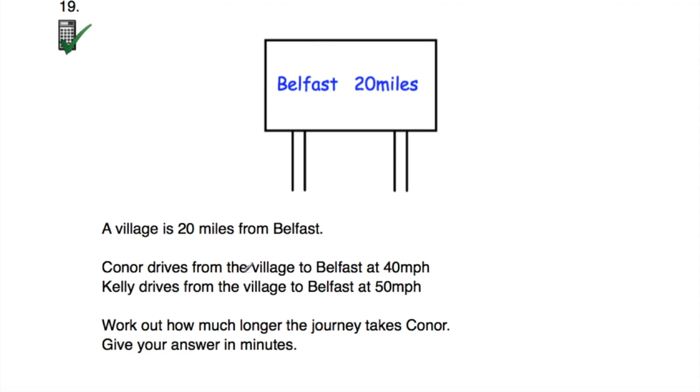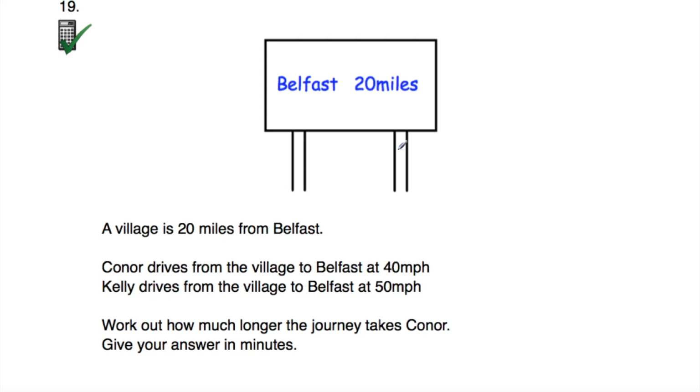Okay, so that makes sense because Connor's driving at 40 miles per hour and Kelly's driving at 50 miles per hour. So Kelly's going to get there quicker. She's driving at a faster speed, so that means it's going to take her less time to get there. So it means it's going to take Connor a bit longer to get there. And we've been asked to work out how much longer it's going to take him. So let's find out how long it'll take each of them to get to Belfast.